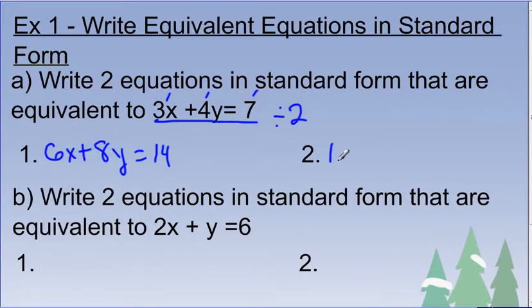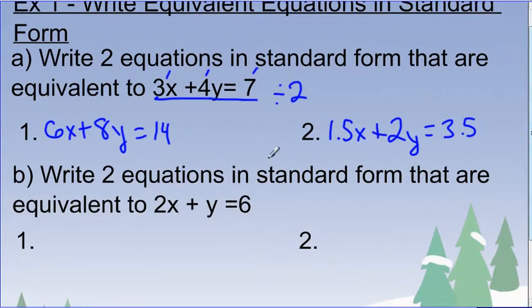So you can say 1.5x plus 4 divided by 2 is 2y equals 7 divided by 2. If you need your calculator, it's 3.5. This is another example of something that's equivalent to this. We divided everything on both sides by 2. Now, it doesn't always have to be by 2. I could have here taken this and multiplied by 3, or multiplied by 5, or divided by 19. As long as you do the same thing to both sides, it's still equivalent to the original equation.